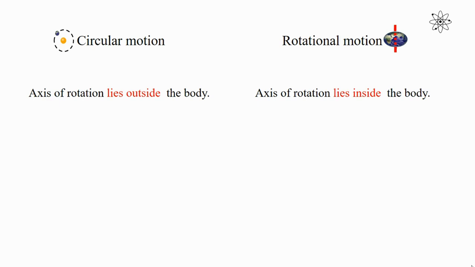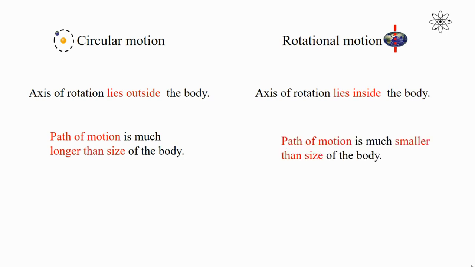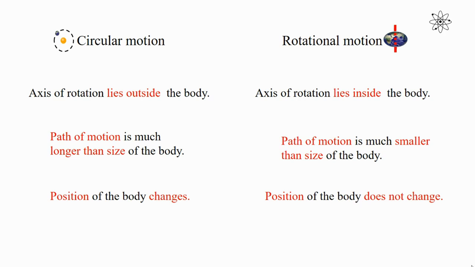Now let's summarize the difference between circular motion and rotational motion. First difference, in circular motion, the axis of rotation lies outside the body. In rotational motion, the axis of rotation lies inside the body. Next difference, the path of motion is much longer than the size of the body in the case of circular motion. The path of motion is much smaller than the size of the body in the case of rotational motion. Third difference, the position of the body changes in the case of circular motion. In the case of rotational motion, the position of the body does not change.